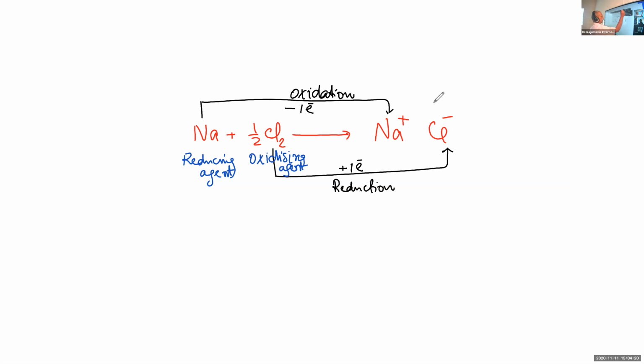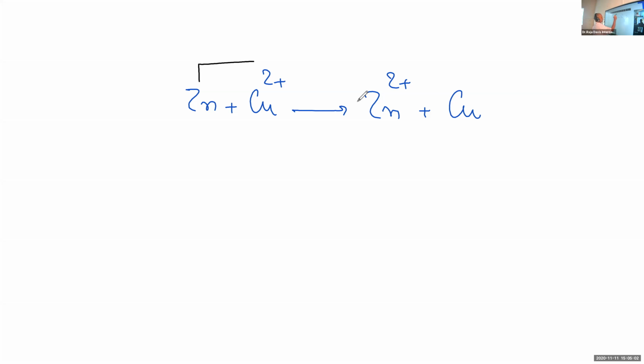Let us take another simple example. See the reaction between zinc and Cu plus 2 ion, copper sulfate. Say there is the formation of Zn plus 2 plus Cu. Zinc is added into copper sulfate solution. In copper sulfate, there are Cu plus 2 ions, and we are adding zinc into Cu plus 2 ions. Now what happens? Zn is converted to Zn plus 2.